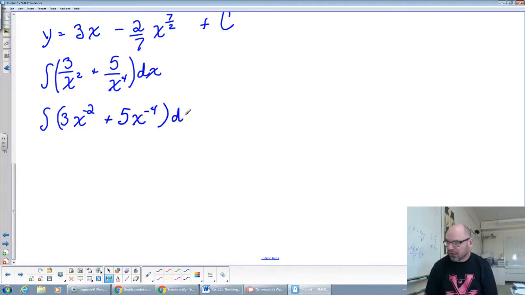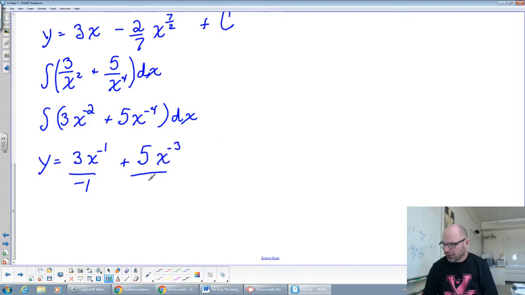Now we can just apply the power rule again. So again, the power rule is adding 1 and dividing by that as well. So y equals 3, -2 plus 1 is -1 over -1, plus 5, -4 plus 1 is -3 over -3, plus our constant. So there might be some roots in there.